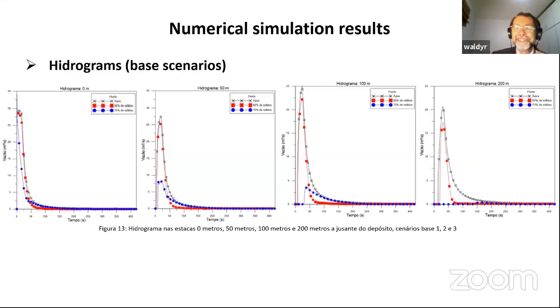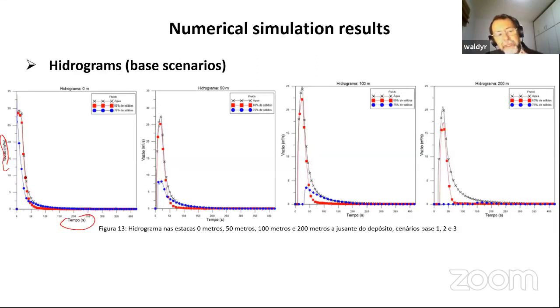So I'm coming to the end of this presentation, but before that, let's look at the quantitative part of this. For the quantitative part, we have to look at the hydrograms. The hydrograms relate the flow rate on the ordinates with the time.